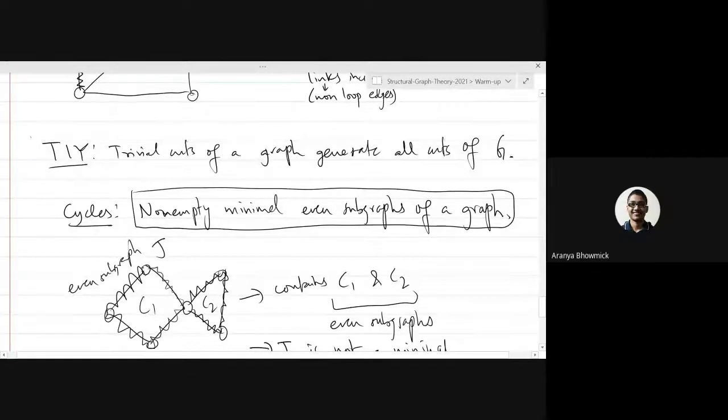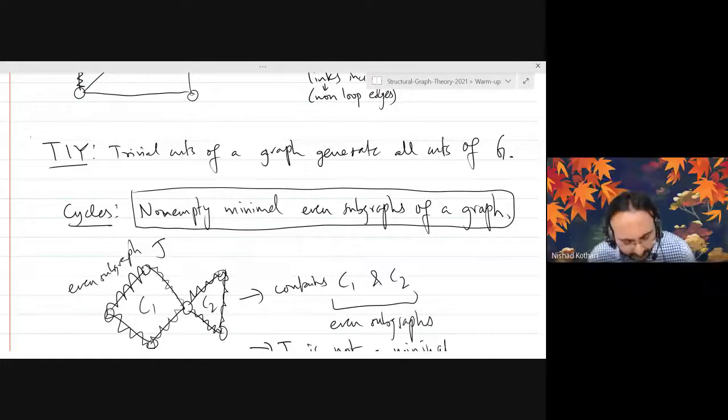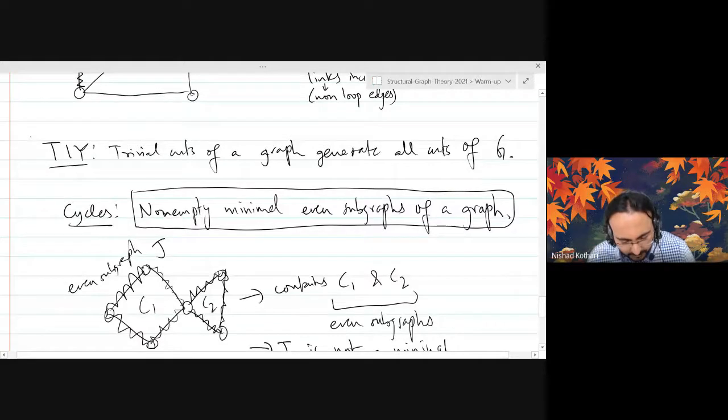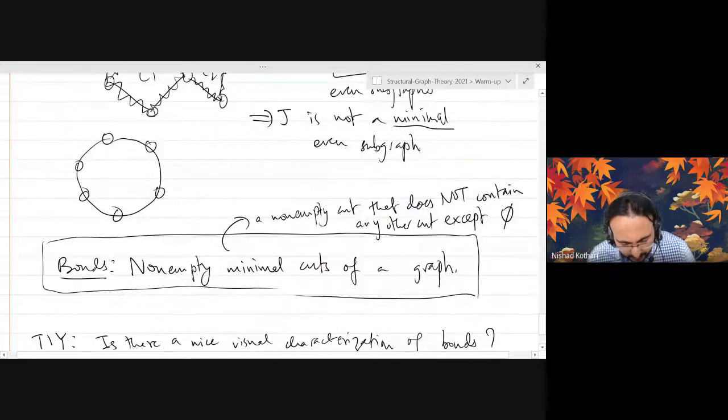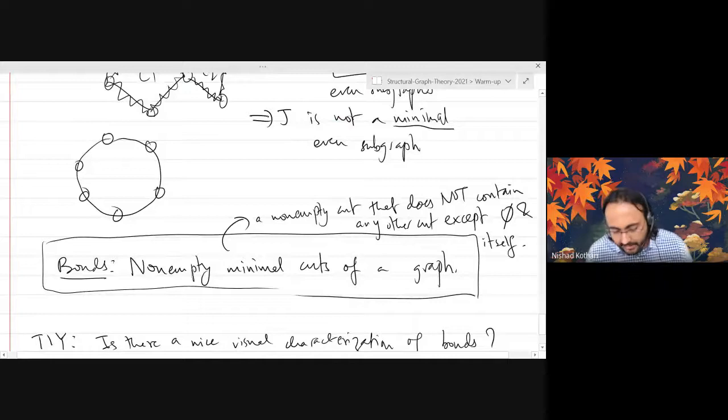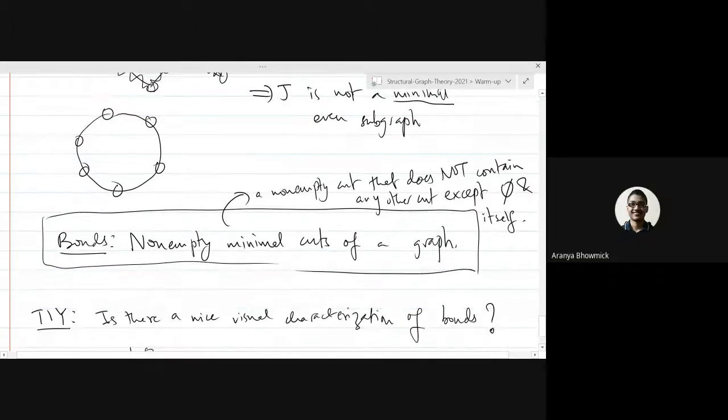I have a question. So by non-empty minimal cut, we mean the cut must be a non-empty set of edges, and it has no proper non-empty cut set. That's right, exactly. I should probably say empty set and itself, right? Those are unavoidable. Every set will contain the empty set and itself, but it should not contain any other cut. So basically we are emphasizing that it is a non-empty minimal cut.